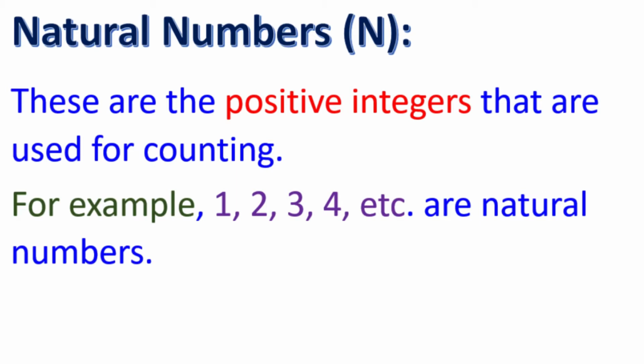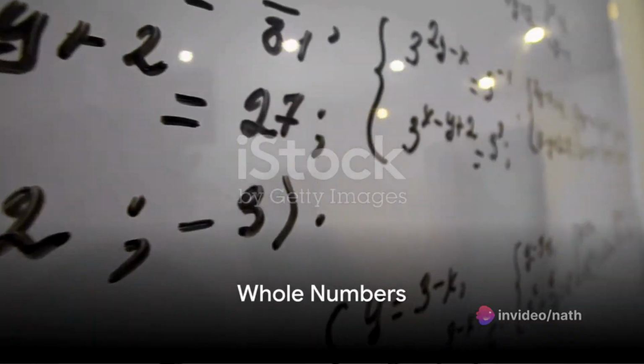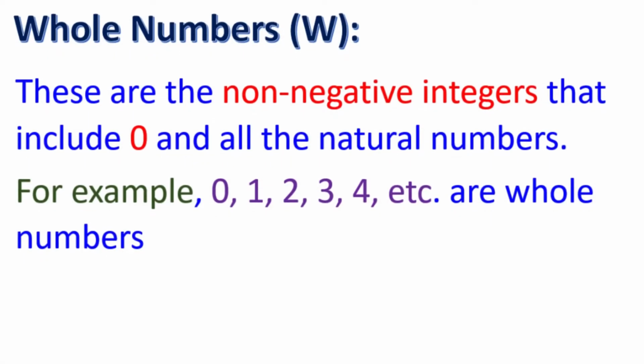These include the positive integers used for counting, such as 1, 2, 3, and so on. Next are whole numbers, represented as W. These are the non-negative integers that include 0 and all the natural numbers. So numbers like 0, 1, 2, 3, and onwards fall under this category.